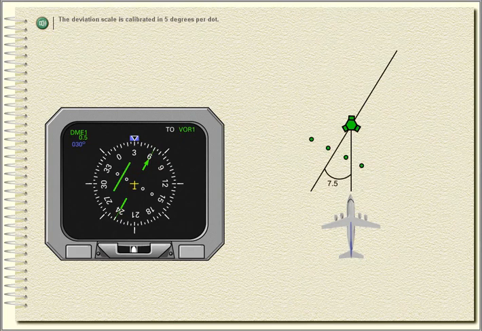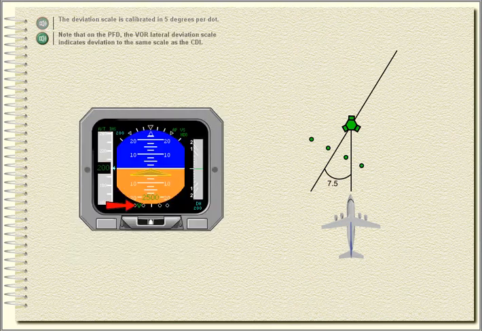The deviation scale is calibrated in 5 degrees per dot. Note that on the PFD, the VOR lateral deviation scale indicates deviation to the same scale as the CDI.